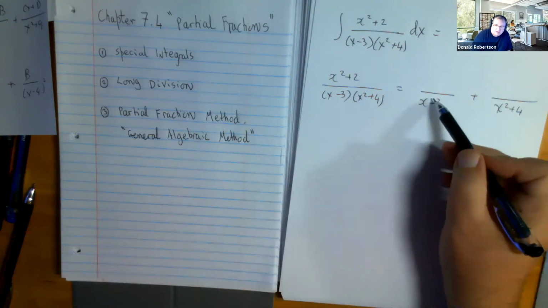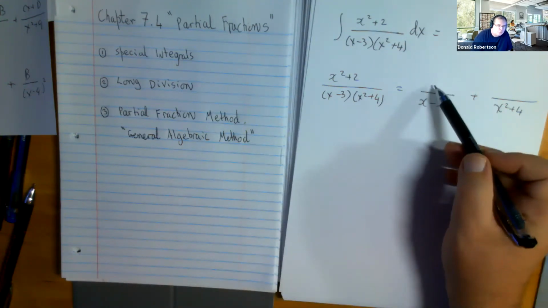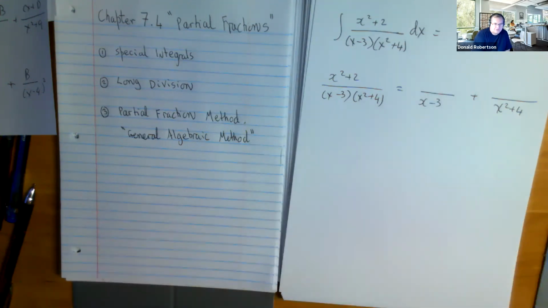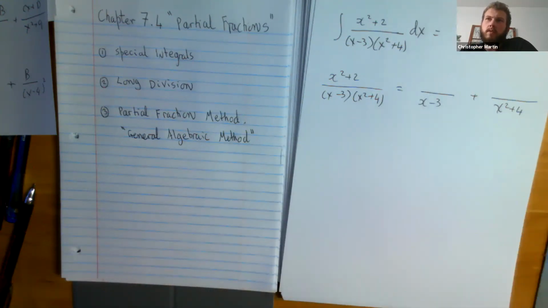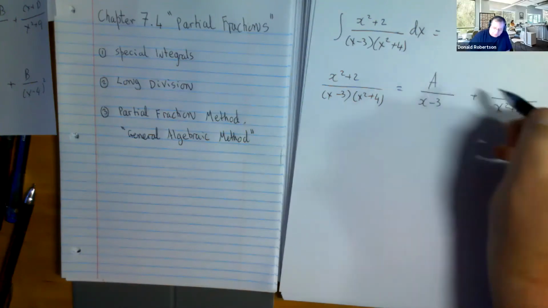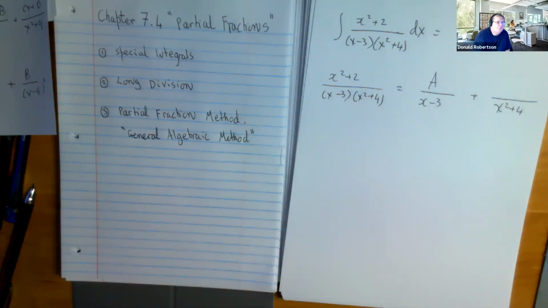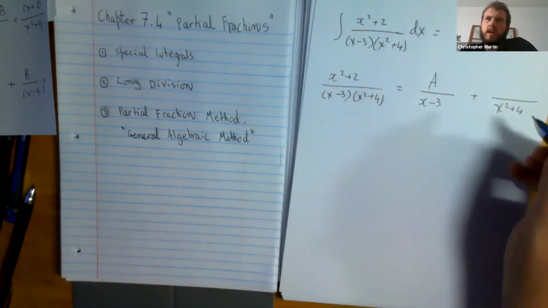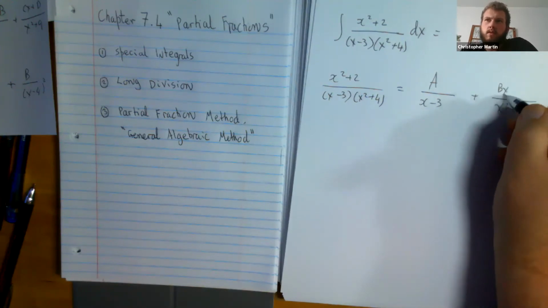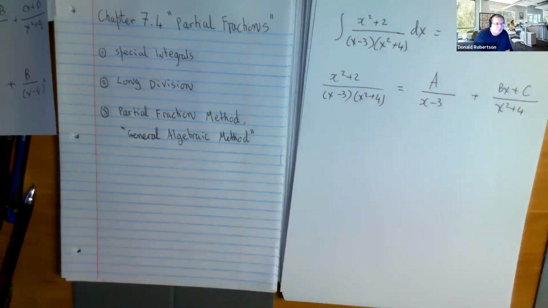Okay. Do we need one piece or two pieces above the x minus 3? Is it going to be an A on its own or an Ax plus B? What should be here? Just A, right? Yeah. And what about above the x squared plus 4? Bx plus C. Good. Are we comfortable with that process? That's kind of your step one. You kind of need that, don't you?